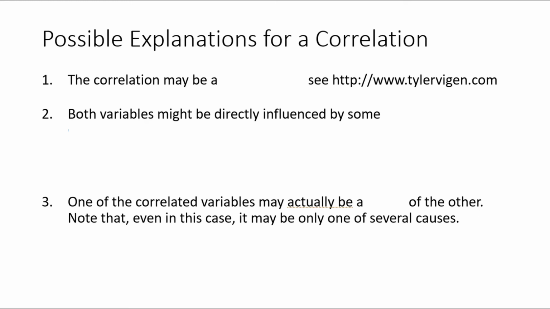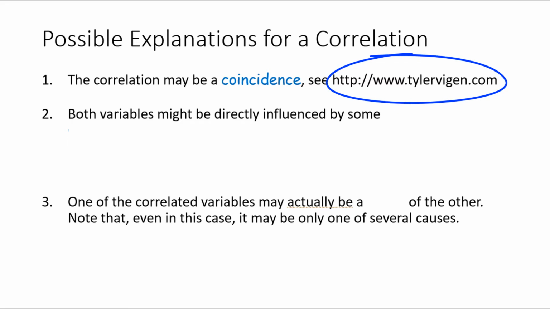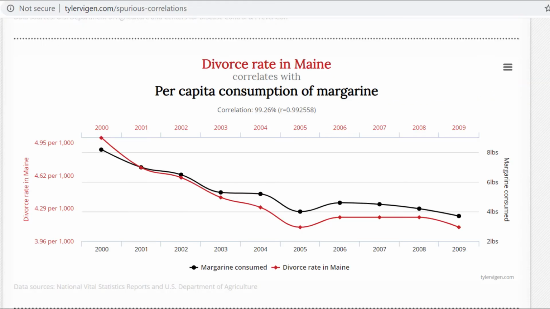Possible explanations for a correlation. 1. The correlation may be a coincidence. Let's look at the site http://www.tylervigen.com. Some of these are called spurious correlations. For example, we see a pretty strong correlation between divorce rate in Maine and per capita consumption of margarine.